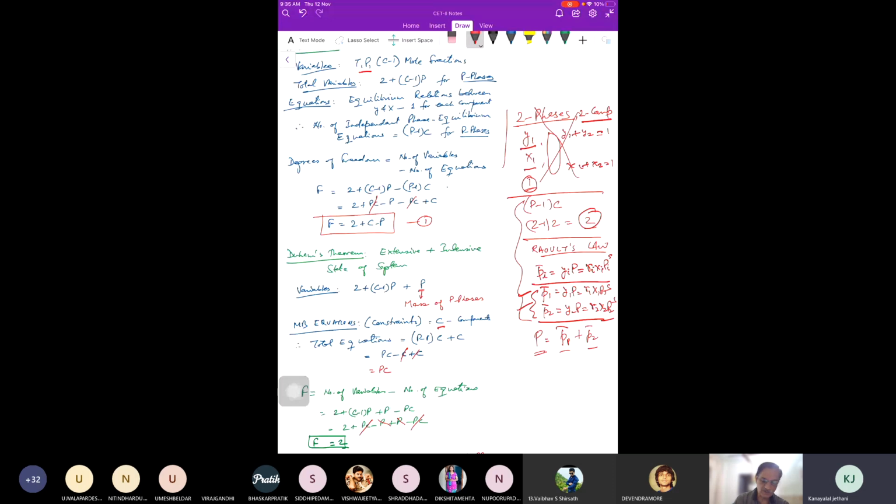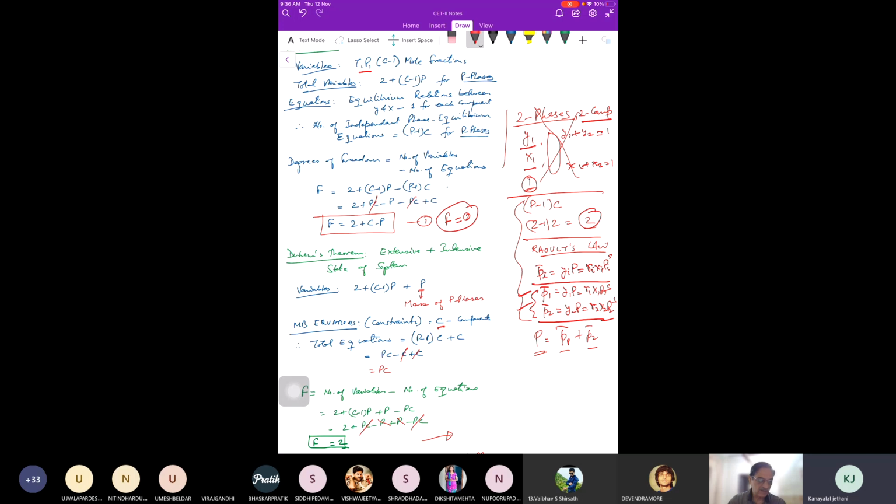And what we get is F is equal to 2. That means the minimum number of variables we need to specify is 2. That's a minimum. So F is equal to 2 plus C minus P was for the intensive state, and now this is for the intensive and extensive state. So F is equal to 2 is the minimum. Duhem's theorem says that, suppose you find F here as 0, then you need to specify at least 2 other variables to completely specify the system in extensive and intensive properties.